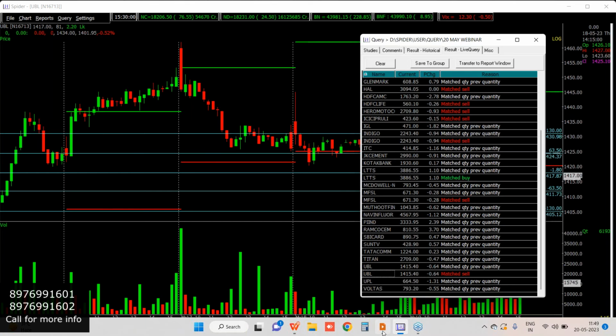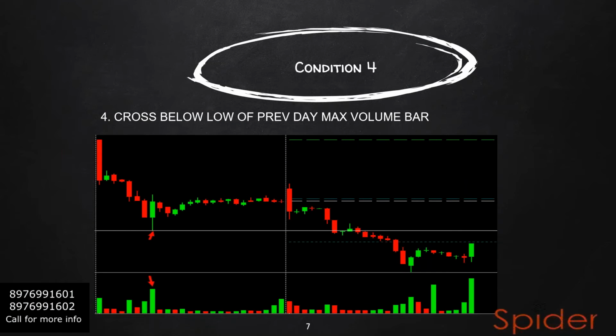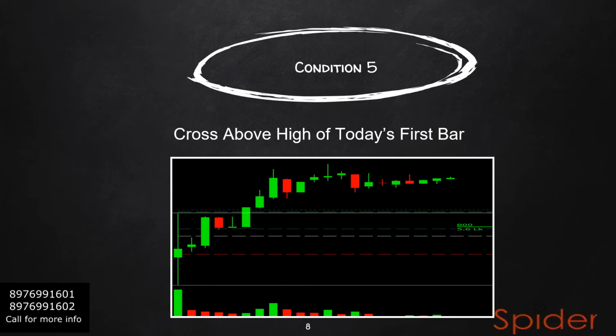Again, we'll jump back to the PPT and check the 5th condition. The 5th condition is cross above high of today's first bar. So whenever we get a closing or crossing above the high of today's first bar, and the first bar of today is a high volume candle, then the high breakout of this matters. Here you can see you must have gotten a good trade. If it was a high volume candle, whenever we get a closing above the high of the volume candle, you can enter.